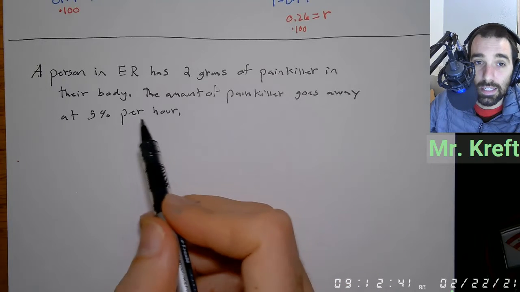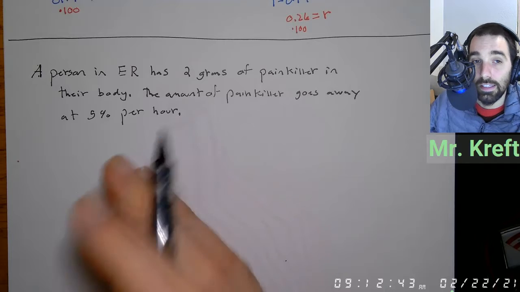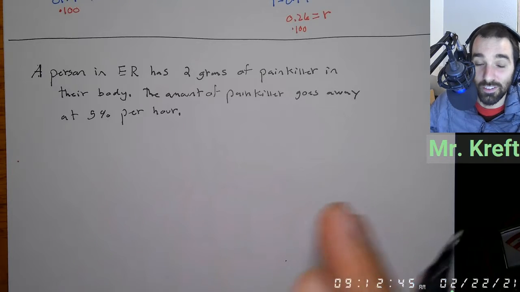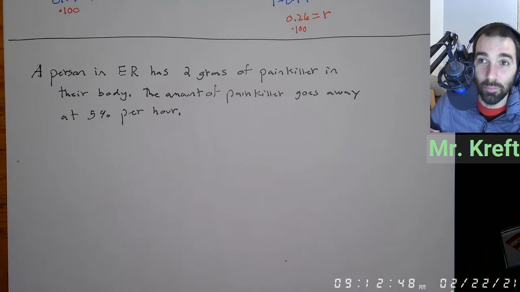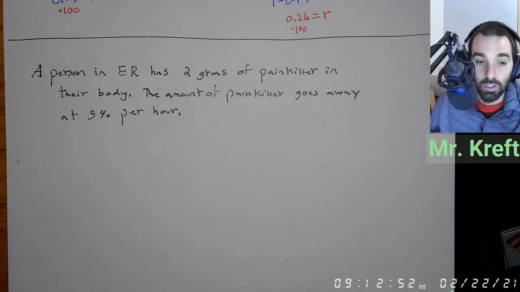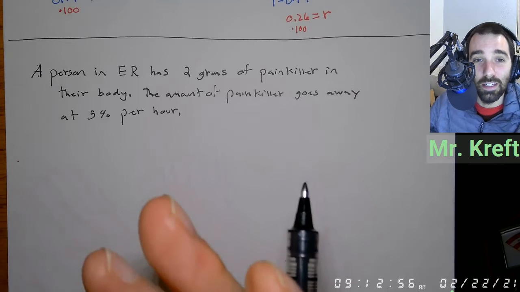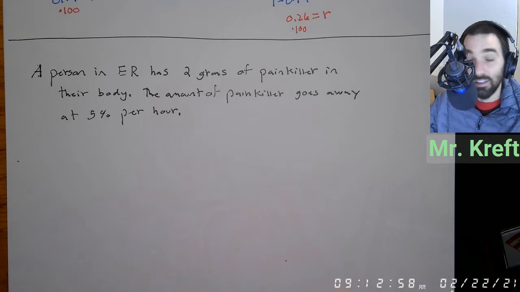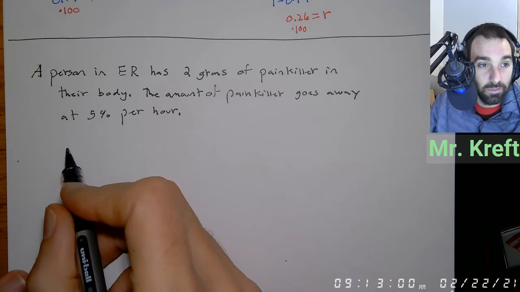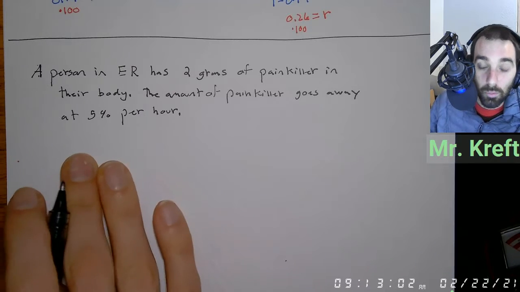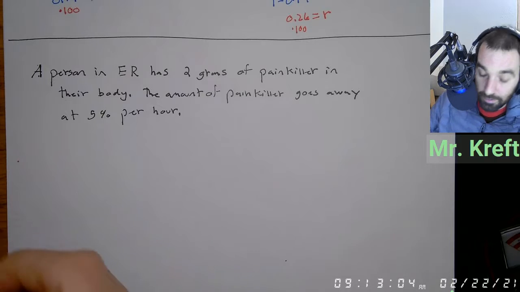So the hospital says, okay, we can't give you more painkiller until your blood level reaches a certain amount, because they don't want you to overdose. That's why it's always important when you go to the hospital to tell them about any pills you've taken, so there are no side effects. So we're going to break down this problem together.